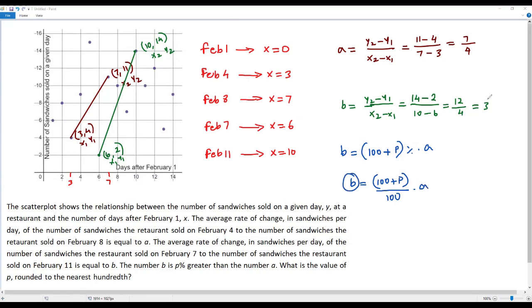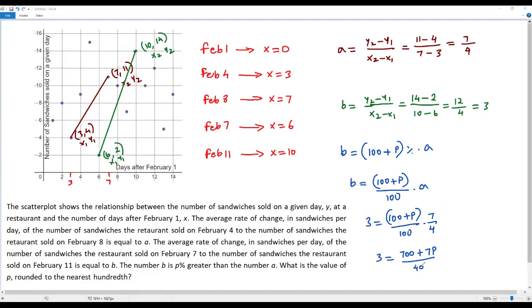We know that B equals 3. Let's plug in 3 for this B. Then we get 3 equals 100 positive P divided by 100. And for A, we have the value 7 over 4. Let's plug in 7 over 4 for A. We get 3 equals, now we can multiply this binomial 100 positive P and the number 7. That is, we have to distribute this 7 to this 100 and positive P. Then I'm getting 700 positive 7P.